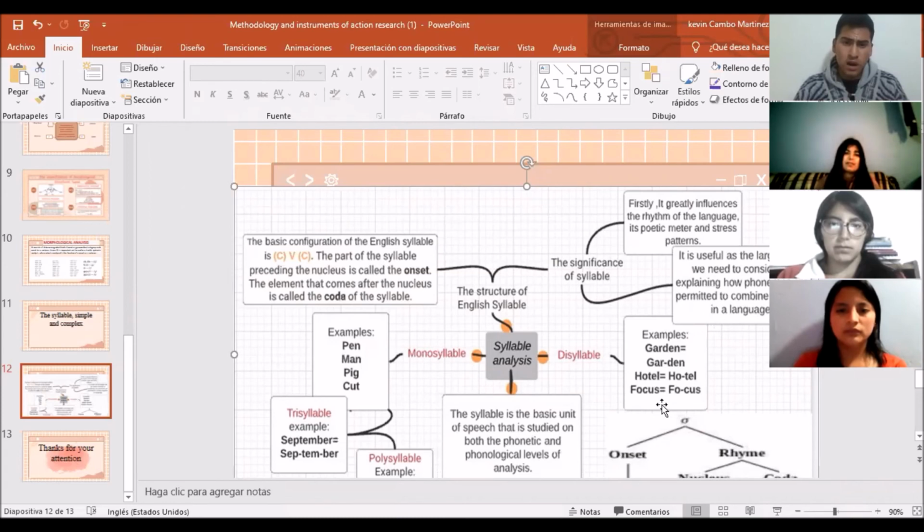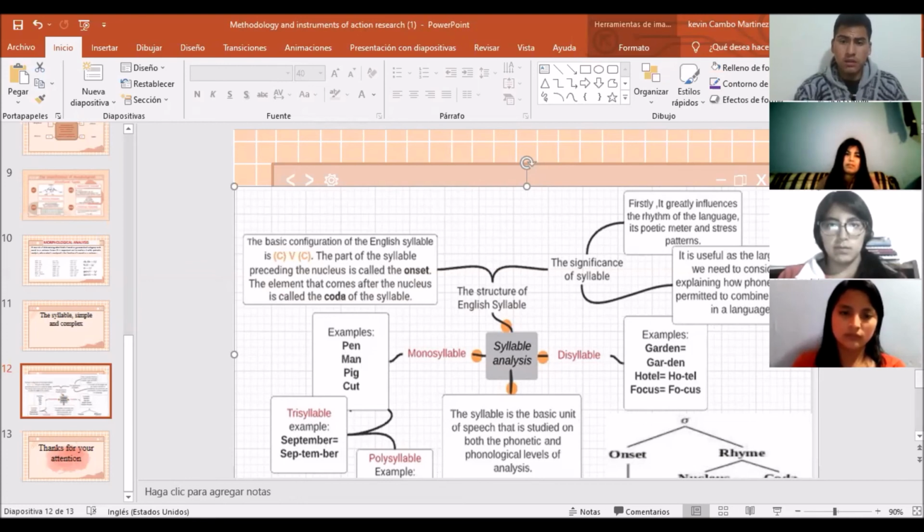Another, we have the trisyllable. Trisyllables are words that have three syllables. For example, September, divided in three parts, sep, tem, and ber. And another, we have the polysyllable. Polysyllables are words that have more than three syllables.